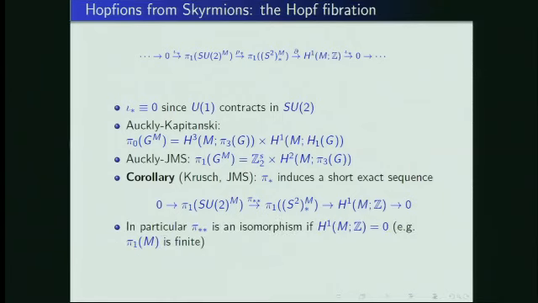Okay? And then in particular, if this is trivial, then this is an isomorphism. So in particular, if the fundamental group of M is finite, like if you're on a 3-sphere, then this map, which takes you from Skyrme configurations to Hopf configurations, is an isomorphism on the fundamental groups. Okay.